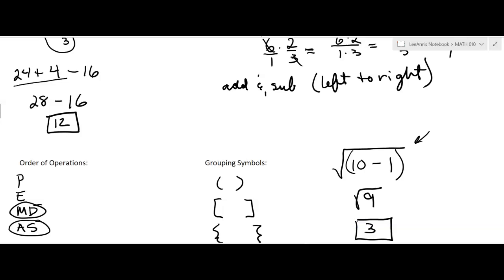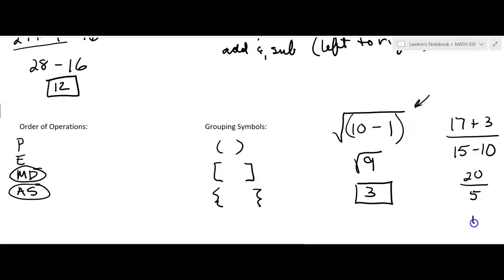Or another example, you might have 17 plus 3 over 15 minus 10. That's kind of a grouping thing. Again, I don't see any parentheses or brackets or braces, but I have a numerator I need to do, 20, and a denominator I need to do. And then I could do the division and get, well, I ran out of room, but 4 would be the answer there. So I just kind of made those problems up, but okay. All right. So we'll see some more examples.